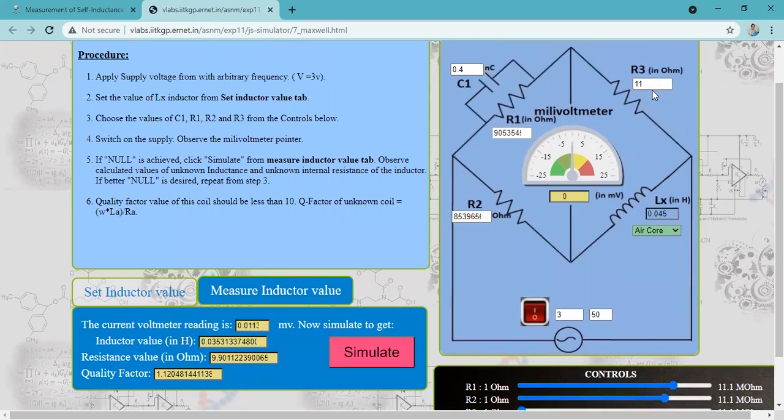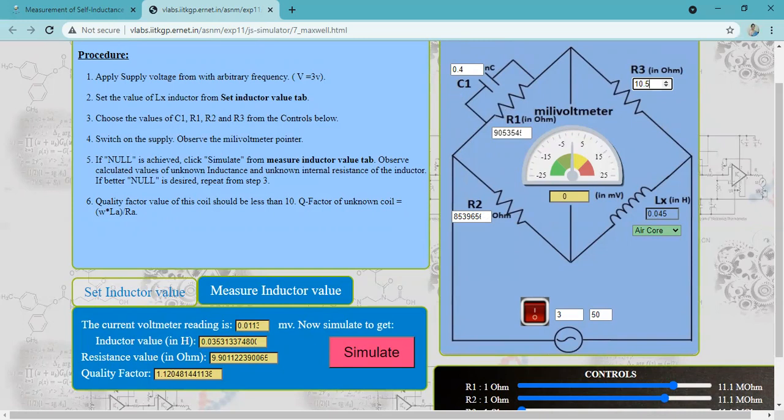Then you have to select R3. Initially R3 was 11 ohm. Now I will select R3 as 10.5. With this up and down arrow, you can easily change this value for R3. So here this is 10. Now with the keyboard, I can write 10.5. So I can select 10.5 for R3.